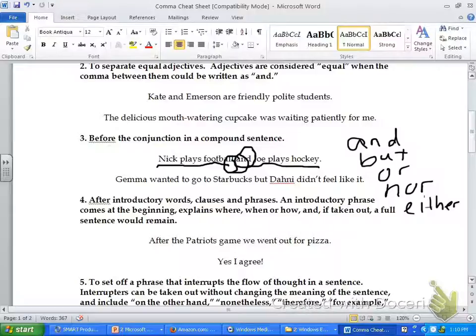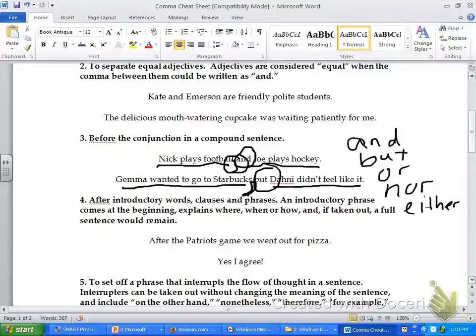See if you can figure out where you'd put the comma in this second compound sentence. First, you want to find the 2 independent clauses. So Gemma wanted to go to Starbucks. That could stand alone as its own sentence. Donnie didn't feel like it. That could stand alone as its own sentence. So figure out where a comma might go. But is our conjunction. So it's going to go before the conjunction in a compound sentence. Okay?